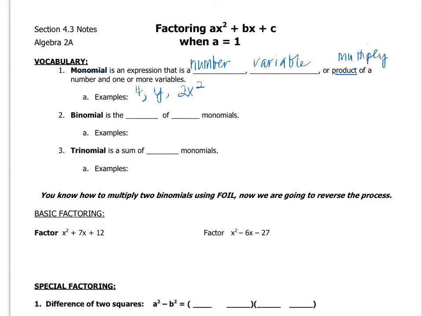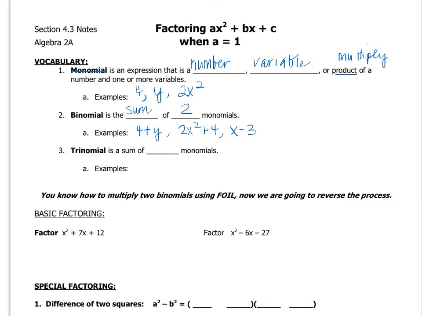A binomial takes two chunks of information, so two monomials, and we basically add them together or take the sum. So I'm going to use the ones above and show you. We could have 4 plus y. We could have 2x squared plus 4, or the most common one we'll see this chapter is x minus 3. You know, something with a single x. So that's the first idea. Now again, you're adding two things together.